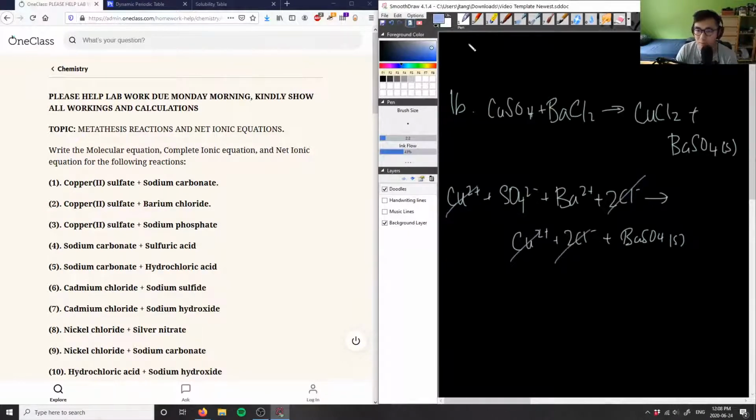So what we can do is write our net ionic equation, and we write the metal first. So this is Ba2+ plus SO4 2- is going to yield barium sulfate. And this here is our answer for this problem. So Ba2+ plus SO4 2- gives us barium sulfate, BaSO4, in solid form.